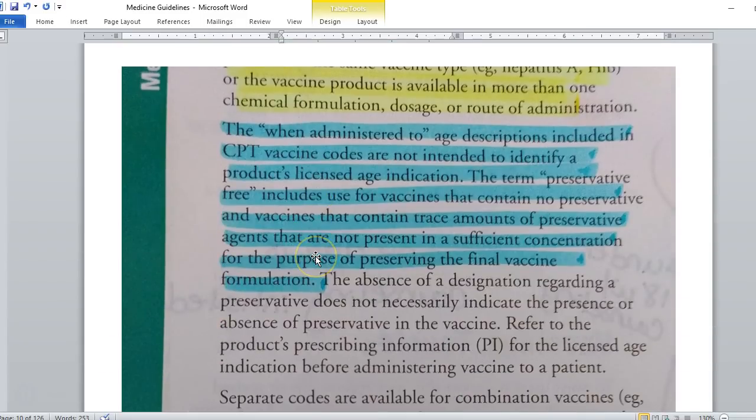It goes on to remind us that when administered to age descriptions, including the CPT vaccine code, are not identified. The product's licensed age indication. The term preservative-free includes use for vaccines that contain no preservative and vaccines that contain trace amounts of preservative agents that are not present in sufficient concentration for the purpose of preserving the final vaccine formulation. So again, we always need to know the exact product.